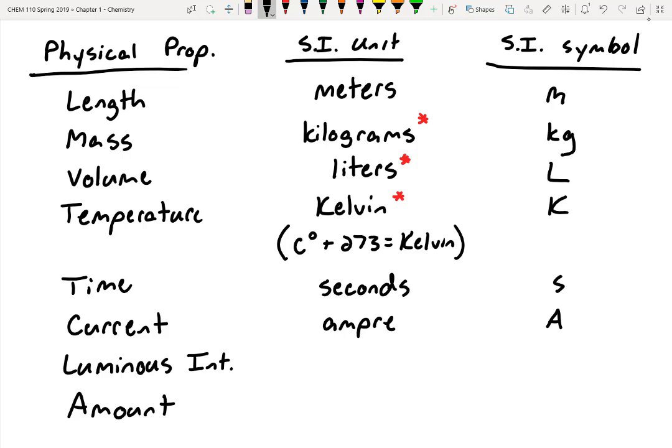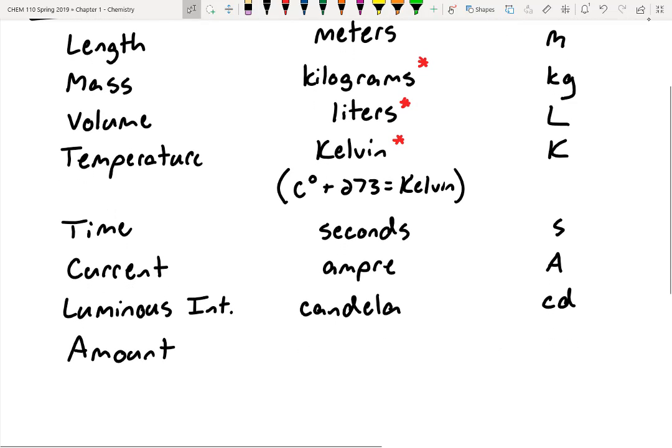All right, luminous intensity is related to lamps and things like that. We're not really going to use that, but I thought I would show it. It's candela. And that's abbreviated CD.